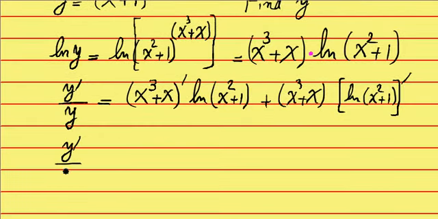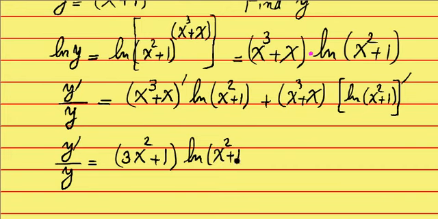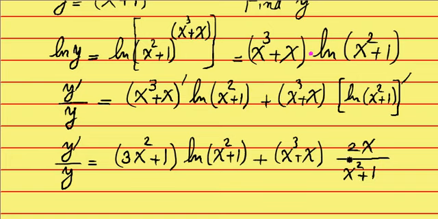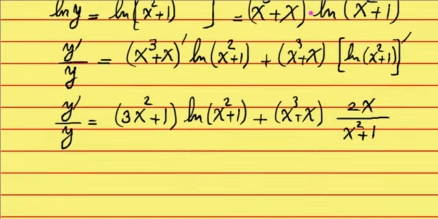y prime over y, derivative of the first is 3x squared plus 1 times logarithm of x squared plus 1, and the second piece is x cubed plus x. Derivative of that logarithm, we have seen examples like this. You put the substitution in the denominator, you take the derivative of this and put it in the numerator. So it looks like we are done with the differentiation. All that I need to do is to carry this to the right hand side.